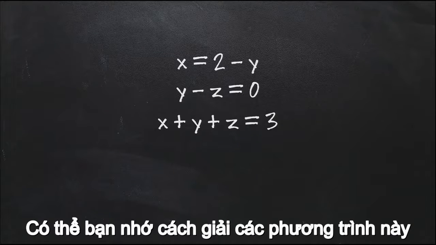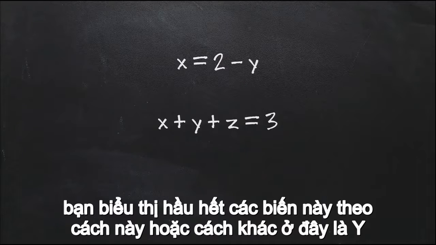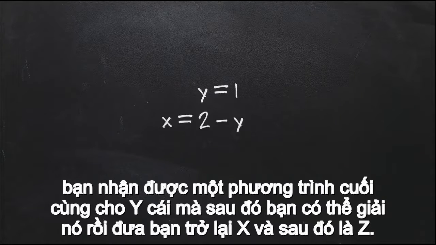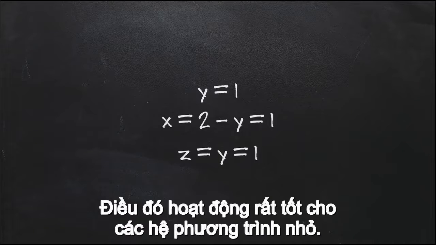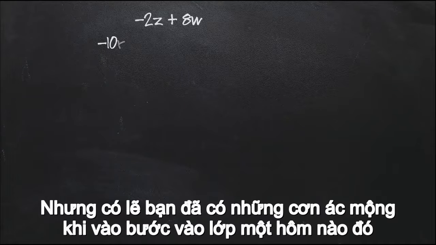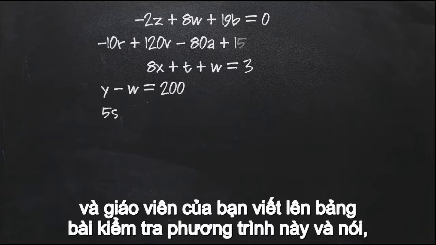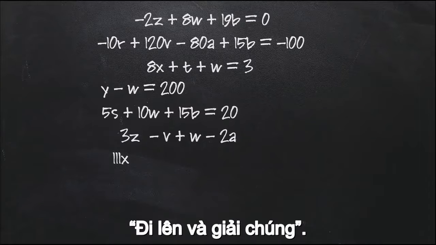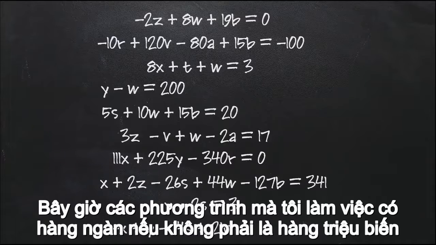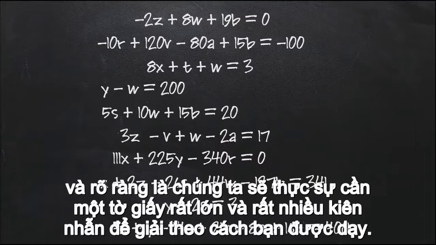Now, maybe you remember how to solve these equations. You express most of these variables in terms of one other, here y, and after some manipulations, you get a final equation for y that you can then solve that gives you back x and then z. Now, that works really well for these small systems of equations, but perhaps you had these nightmares of going into class one day and your teacher writing down on the board this test equation and saying, go ahead and solve them. Now, the equations that I work with have thousands, if not millions, of variables, and obviously we would need a really big piece of paper and a lot of patience to solve it the way you were taught.